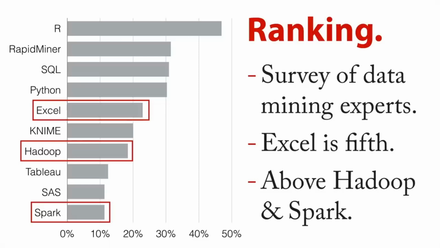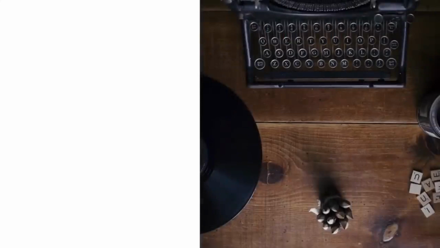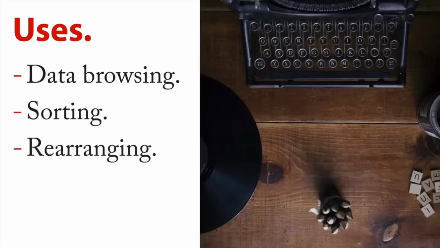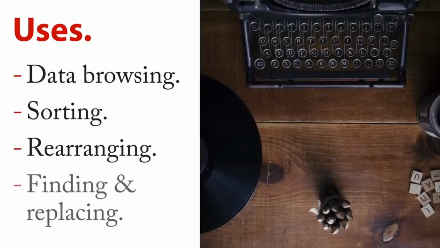Now, since we're going to the low-tech end of things, let's talk about some of the things that you can do with a spreadsheet. Number one, they're really good for data browsing. You actually get to see all of the data in front of you, which isn't true if you're doing something like R or Python. They're really good for sorting data. Sort by this column, then this column, then this column. They're really good for rearranging columns and cells and moving things around. They're good for finding and replacing and seeing what happened so you know that it worked right.